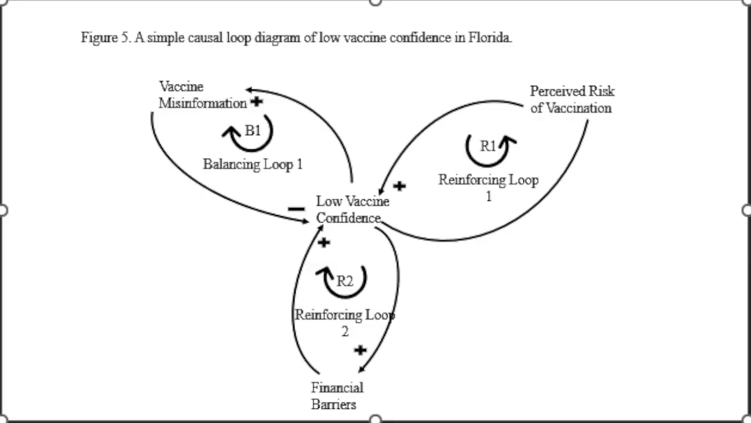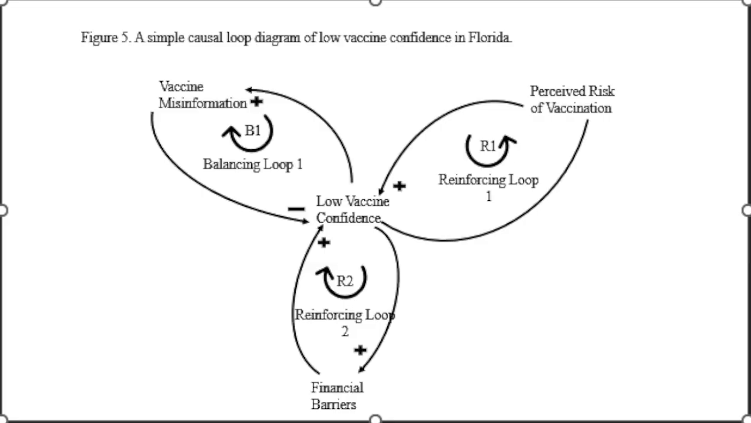Looking at this diagram, the big takeaway is low vaccine confidence is not caused by a single event or idea. It's a part of a whole system of interactions. And that system behaves in ways we can predict, which is exactly why CLDs are so helpful.